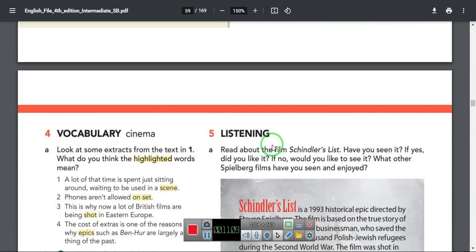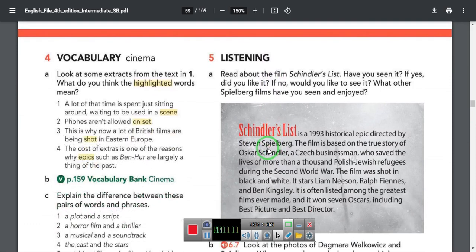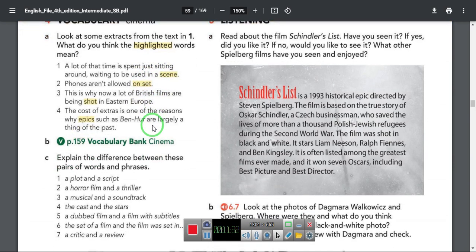Let's go on, and number 4 is vocabulary. Look at some extracts from the text in 1. What do you think the highlighted words mean? Прочитайте эти предложения, выделенные желтым цветом, если они вам не знакомы. Догадайтесь, что они значат. And then let's go to vocabulary bank, page 159.